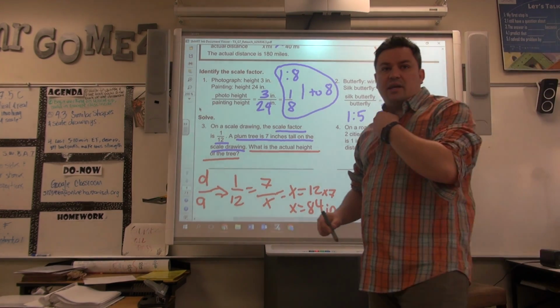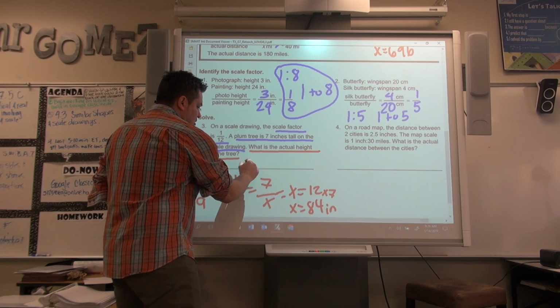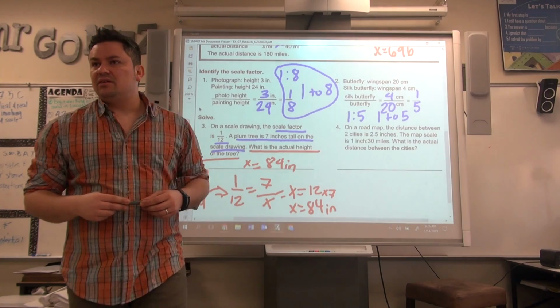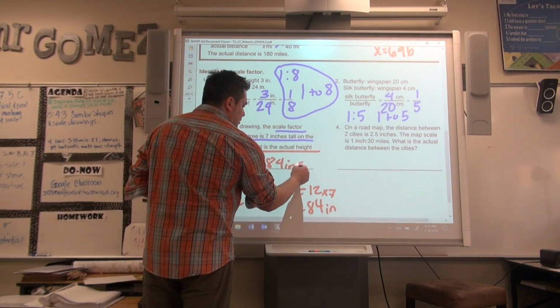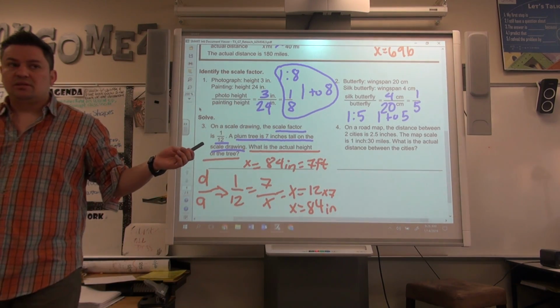So it says that the tree is 84 inches. What is that in feet? 7 feet. You might be asked that question.